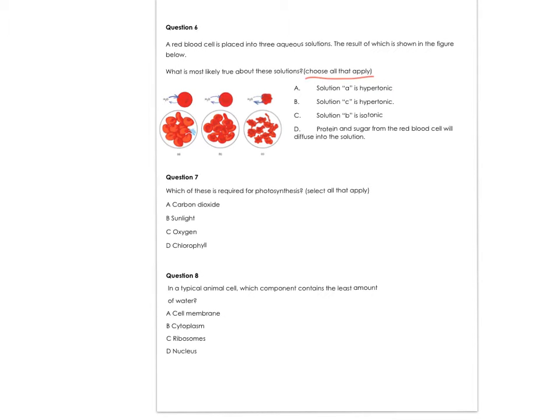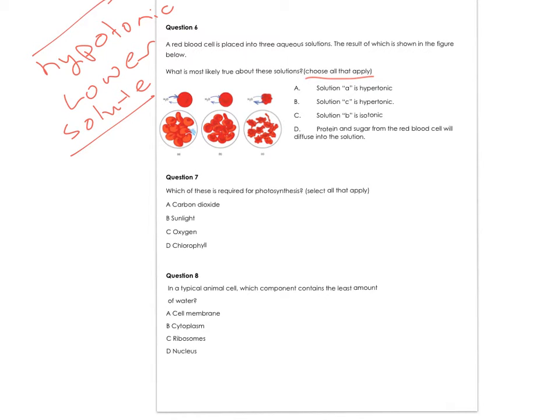Why? Because the word hypotonic, as I've said many times, means lower solute concentration, right? And what's the solution hypotonic to? Inside the cell. So, because the question is about the solution, the solution would be hypotonic. All right. B, solution C, is hypertonic.